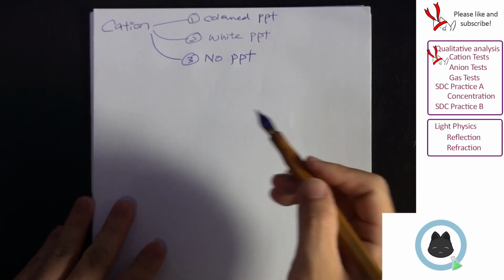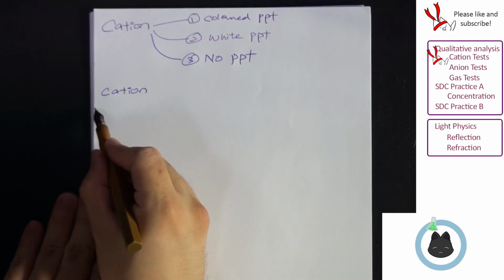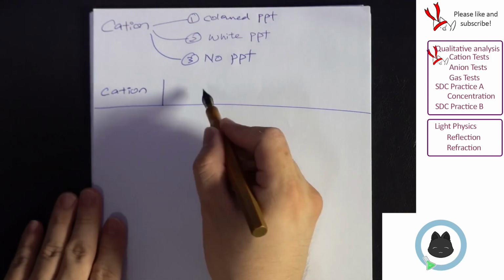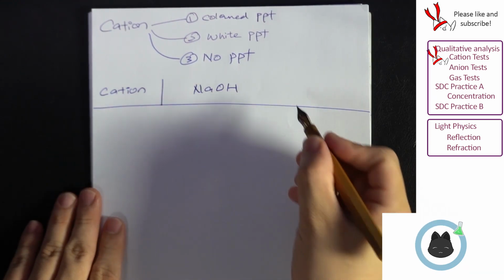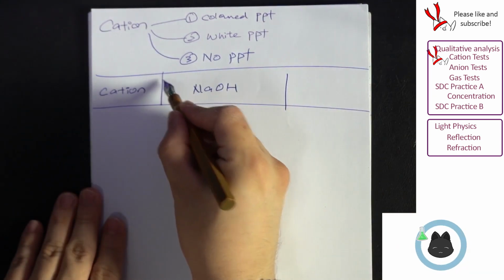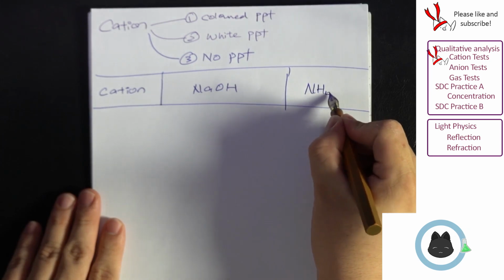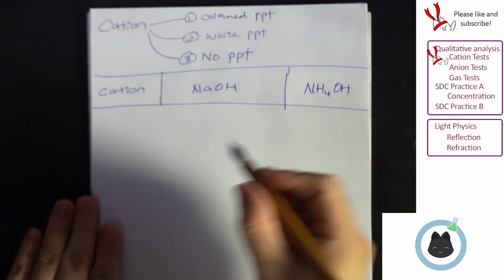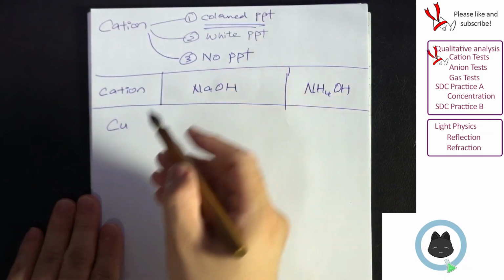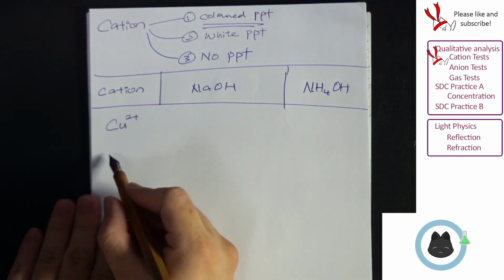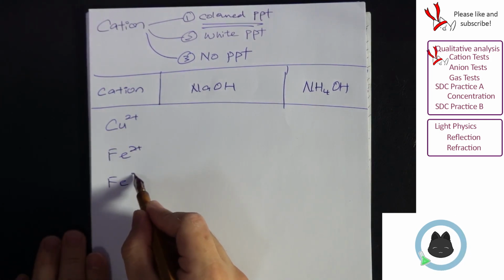Okay, so we are building a table. The first column is cation, and the second is the cation tested with NaOH, sodium hydroxide. And of course, the third is tested with aqueous ammonia, NH4OH. The first group, things that are colored, refers to copper 2+, iron 2+, and iron 3+.